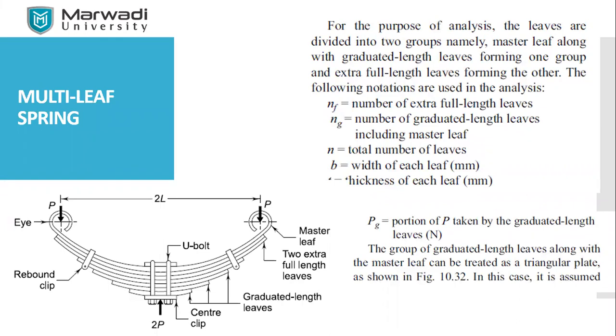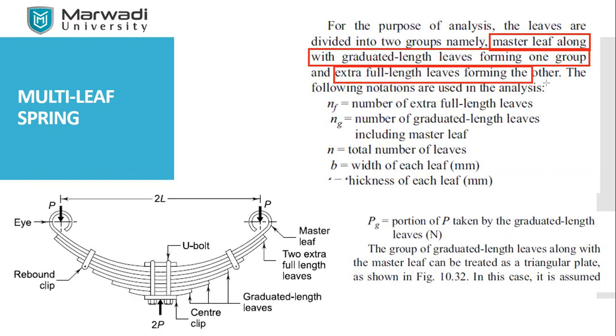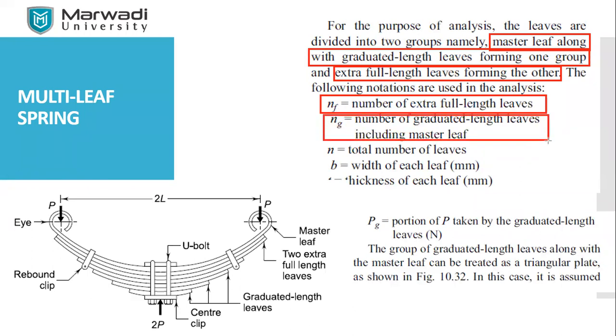Now, for the purpose of analysis, the leaves are divided into two groups. One is the master leaf along with the graduated leaves forming one group, and the second is the extra full-length leaves forming the other group. So ultimately, we have the number of extra full-length leaves, and we have the number of graduated length leaves, which includes the master leaf.